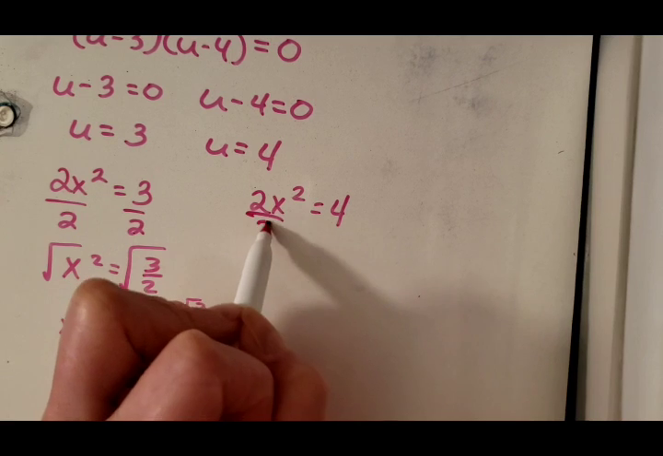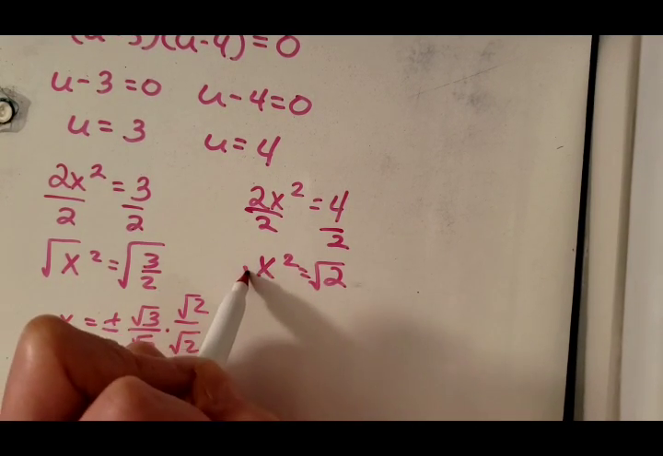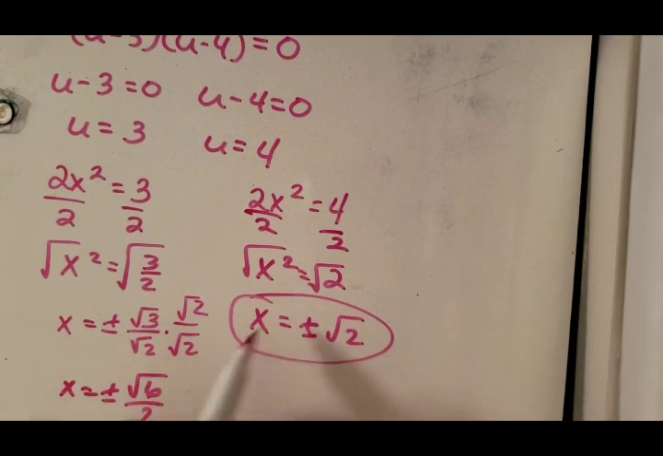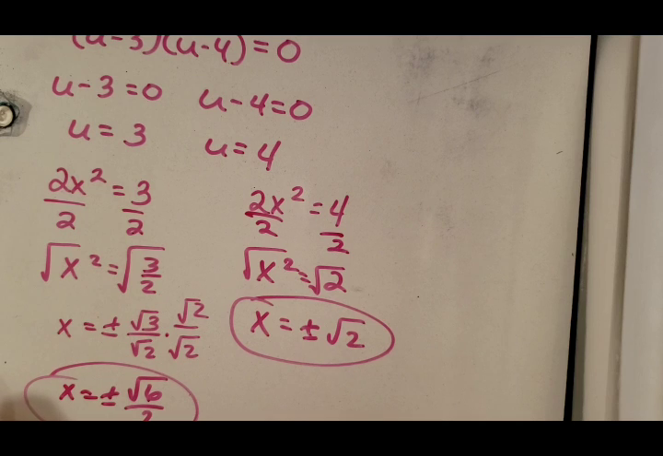This side's not so bad. Divide by 2, divide by 2. x squared equals 2, square root, x equals plus or minus square root of 2. So, not terrible. Not terrible at all.